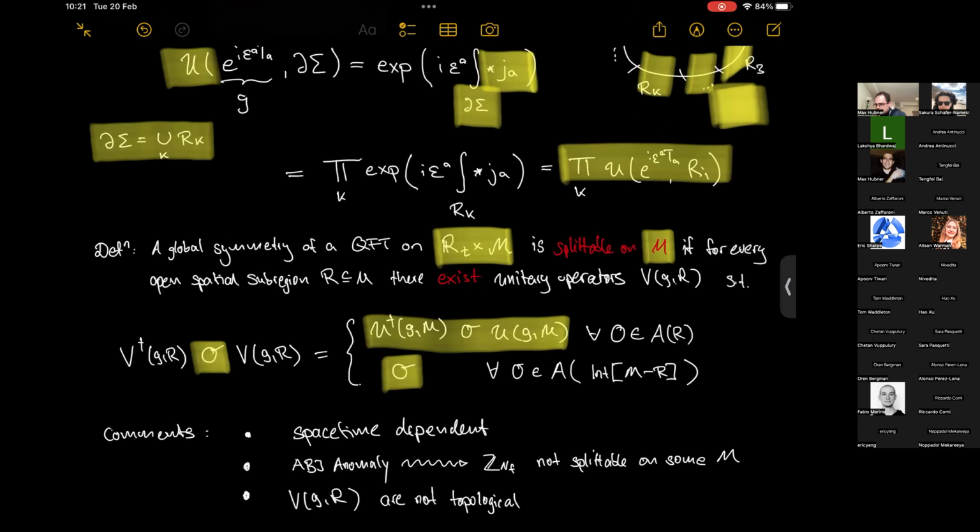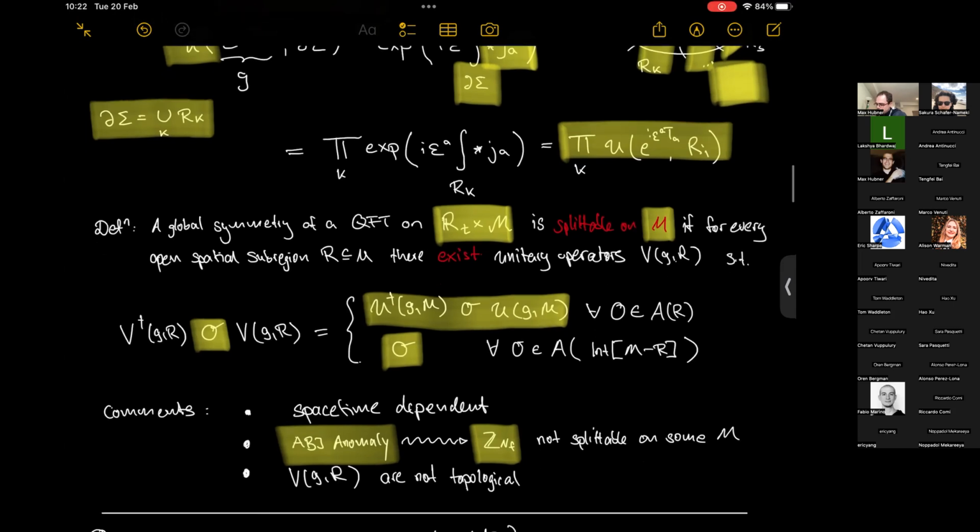And this definition is somewhat unpleasant for a few reasons. First of all, the split property is something that depends on the spacetime that one chooses. There are examples like the invertible unbroken Z_N^F symmetry, as left unbroken by the ABJ anomaly, which is not splittable on certain M. So there are very well-known invertible examples which are not splittable. And it just so happens that on the spacetimes that are relevant for their proof, all the symmetries they consider are splittable.